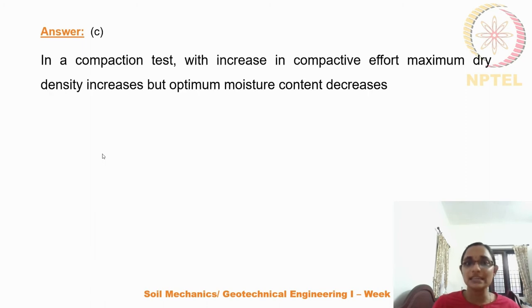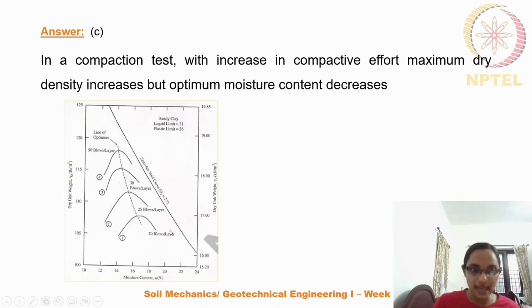If we see this graph, you can see that when we increase the number of blows, which is what we mean by increasing the compactive effort, the optimum moisture content point is shifting to this side. That is, it is decreasing, whereas the dry density is raised up, which means it is increasing. So the maximum dry density increases and optimum moisture content decreases when we increase the compactive effort. Is that clear now?